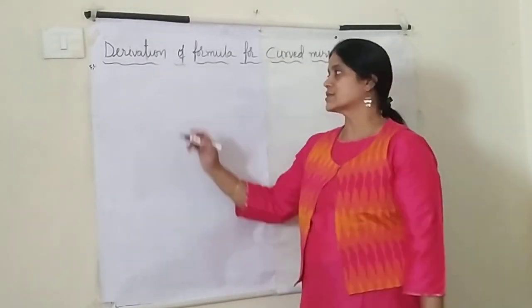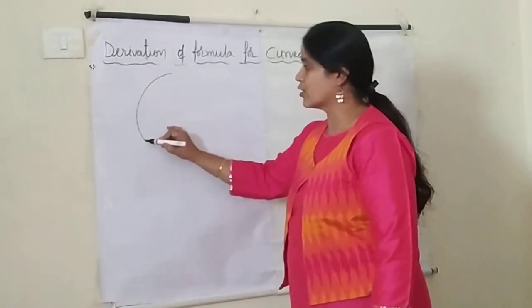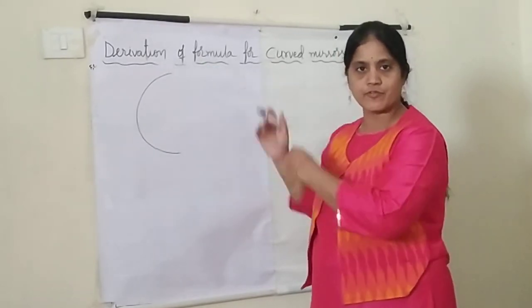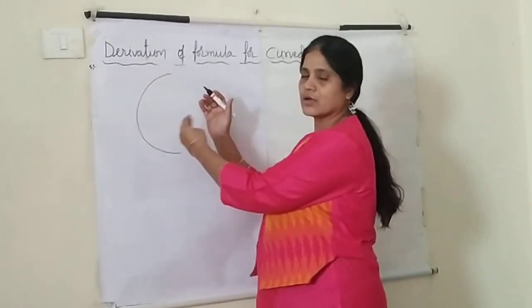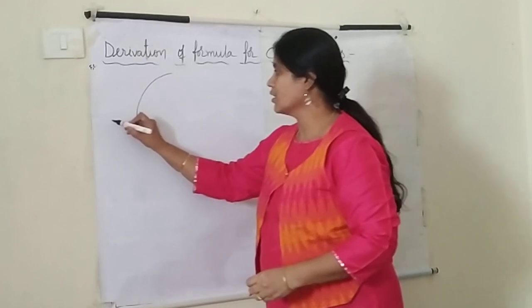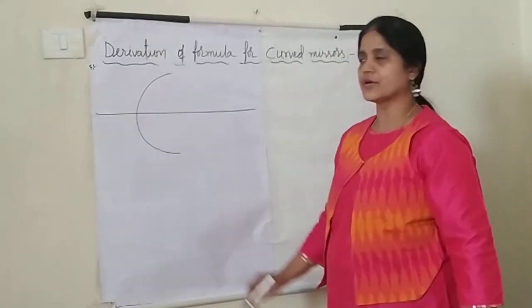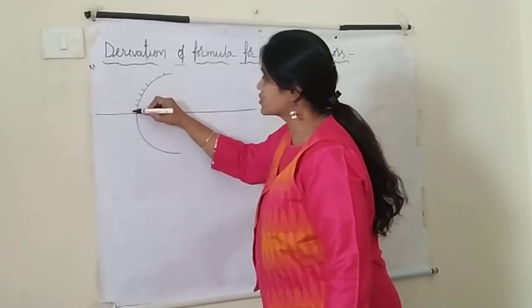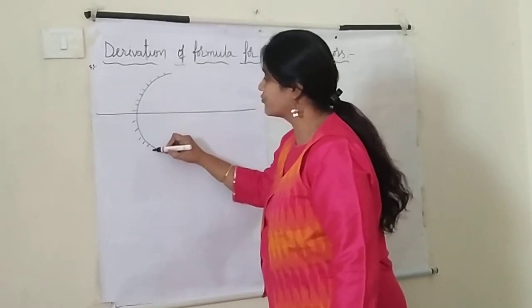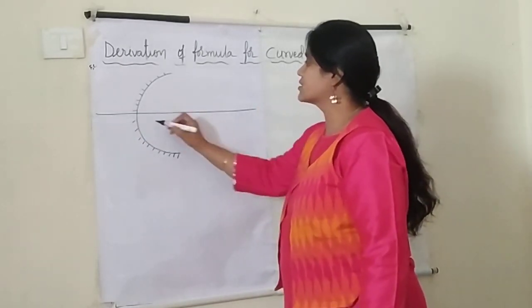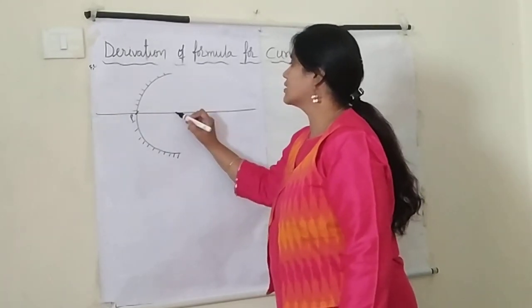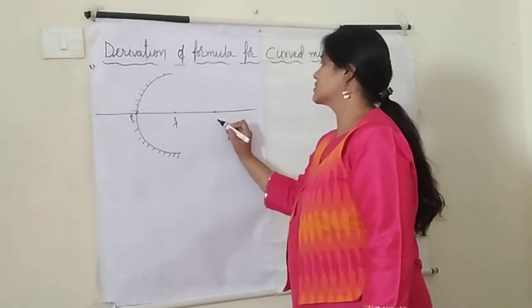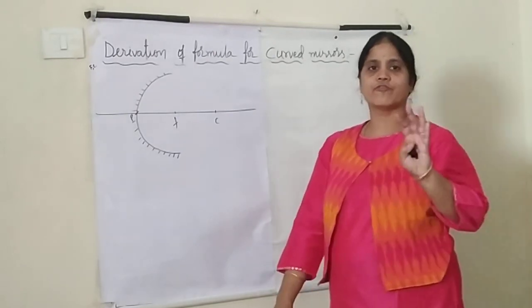For this, you have to take one concave mirror. To derive that formula, we start from the concave mirror. Take a concave mirror and shade the other part, which is coated. This you don't forget. Next, this is the pole, this is the focus and this is the center of curvature. We have 5 conditions.